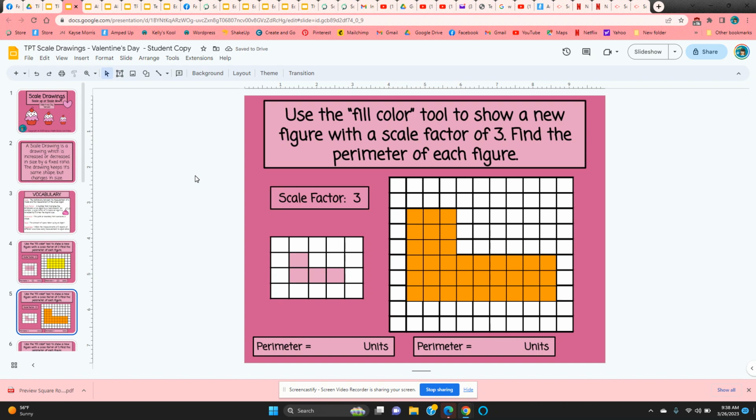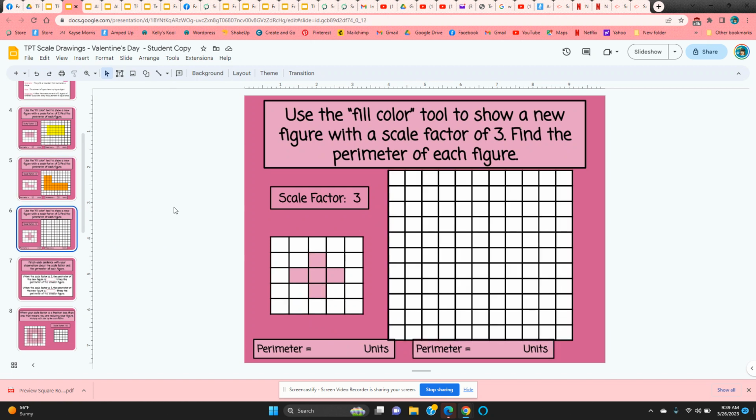Okay, so now they have a scaled up drawing, same shape, just a larger size. If they look at the perimeter of the smaller figure, again, they're going to get 10 units. And if they count around the outside of the larger figure, they're going to get 30 units. So you want to point out again that the perimeter of the original figure is going to be multiplied by the scale factor. So 10 times 3 gives them a perimeter of 30.